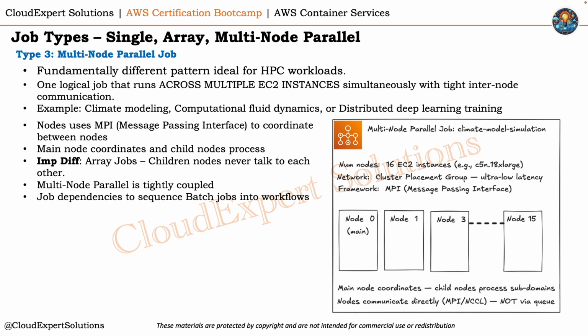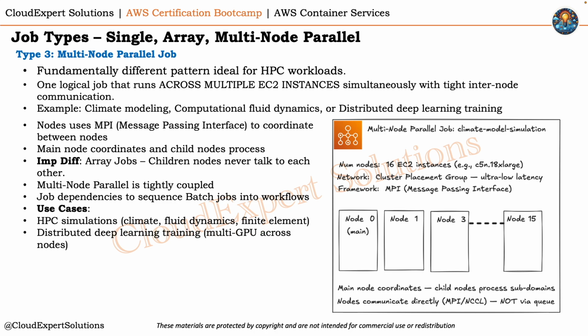Job dependencies let you sequence batch jobs into workflows. Now let's review the use cases where you should use multi-node parallel. First, HPC simulation, which could be climate modeling or fluid dynamics, as we have discussed. Distributed deep learning training across multiple GPU nodes, or large-scale molecular dynamics simulations.